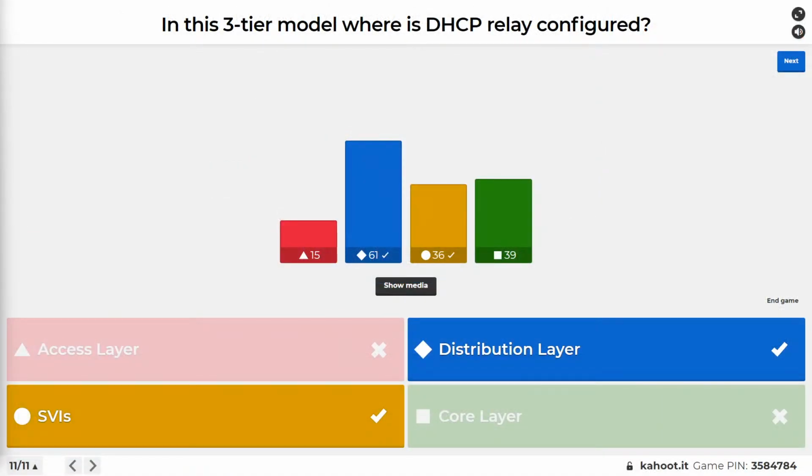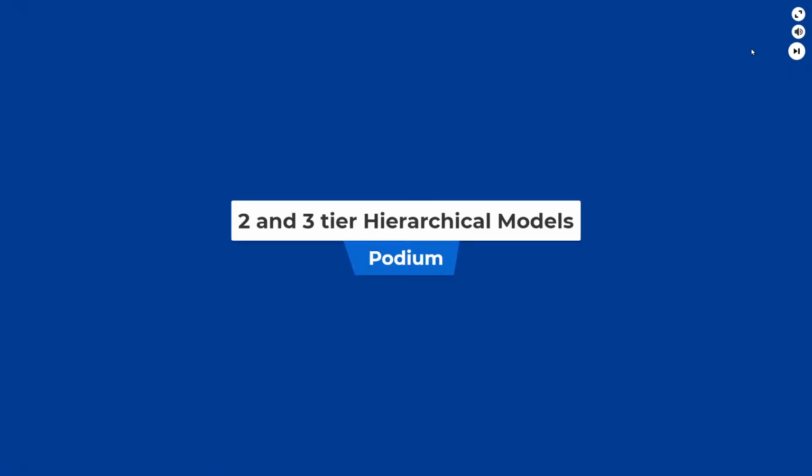All right. DHCP relay. Let's go for a majority here. 61 said the distribution layer, which is fantastic. That's definitely true. And SVIs, oh, that's where you would apply it. Gee, so make it a little bit tricky there, but that's exactly how you configure DHCP relays on a layer 3 interface. Let's take a look at the leaderboard, and then we'll go ahead and say goodbye for today.